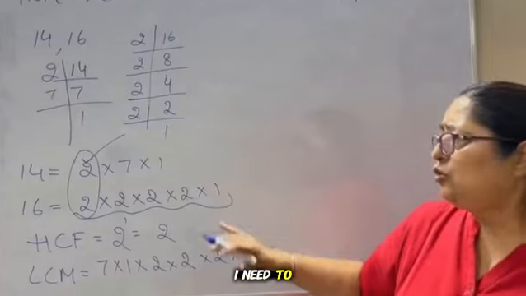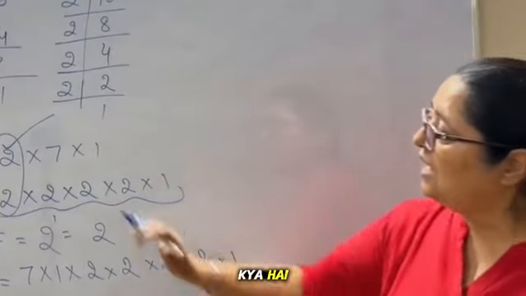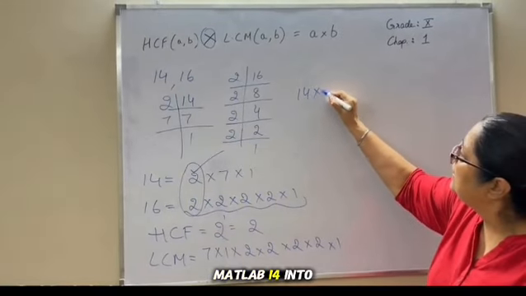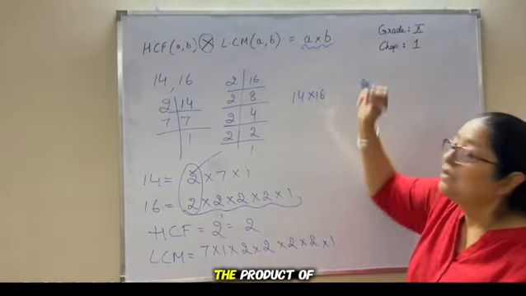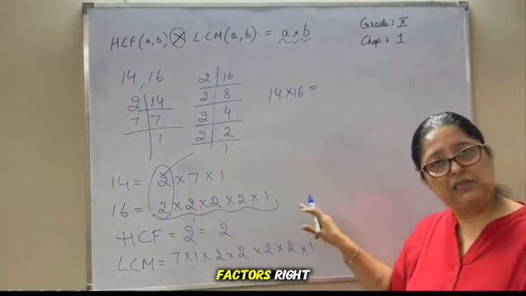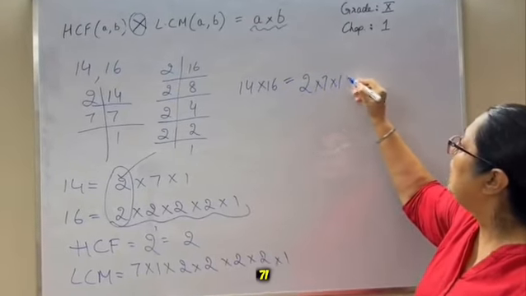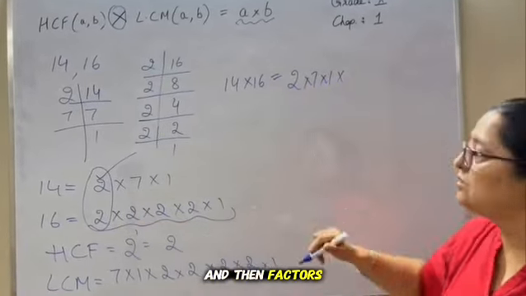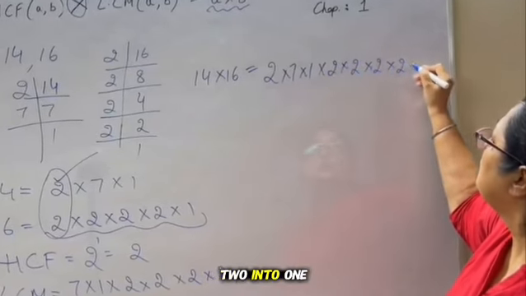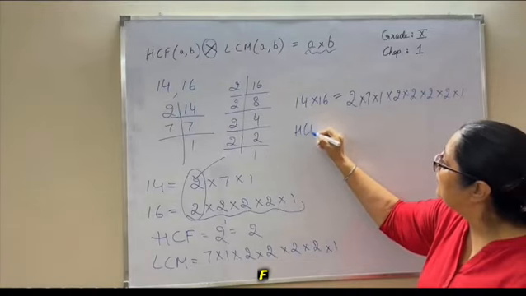वैसे I need to multiply and see, लेकिन एक शॉर्टकट देखते हैं. शॉर्टकट क्या है? अगर मैं 14 into 16 करती हूँ, मतलब 14 into 16, that is the product of the numbers. तो मेरे पास क्या आएगा? सारे factors, right? तो मैं सारे factors लिख देती हूँ. 2 into 7 into 1 and then factors of 16, 2 into 2 into 2 into 2 into 1. Clear? And now what is HCF?